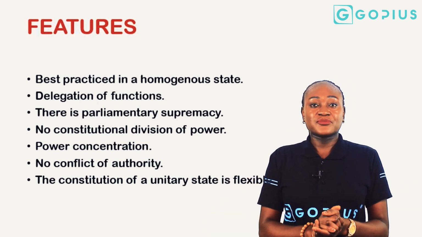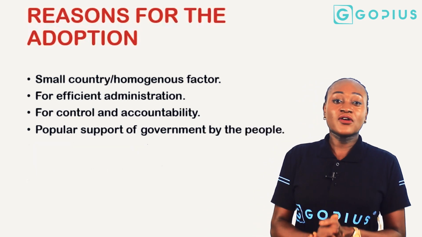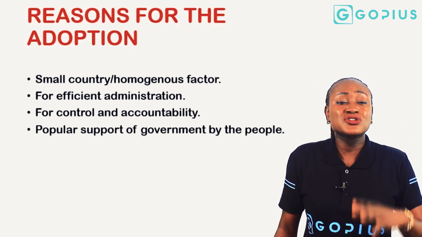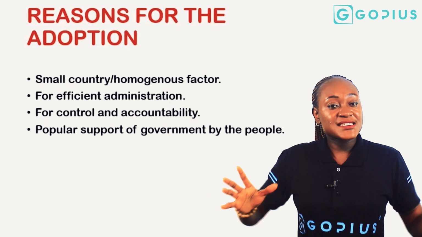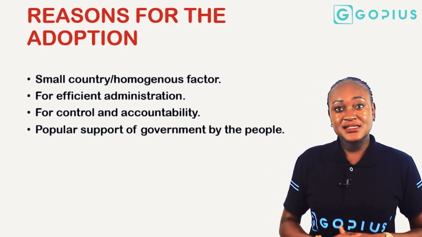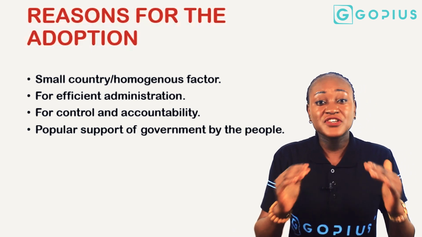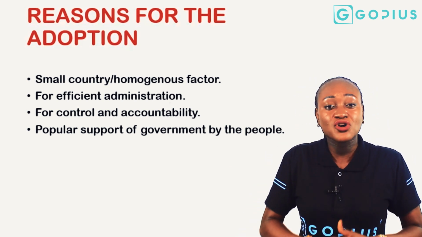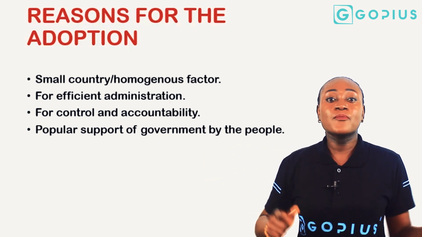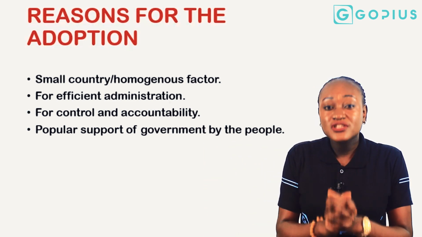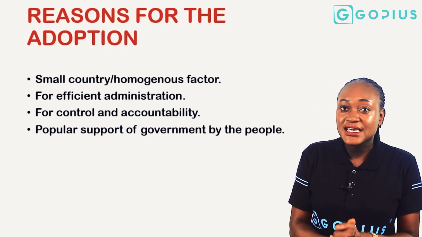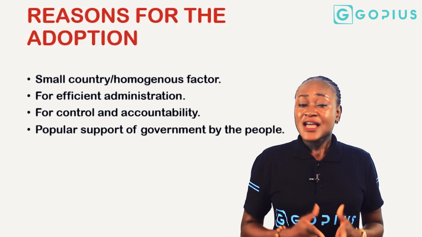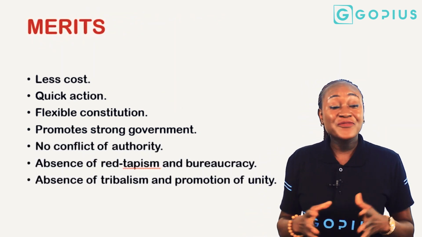Now, why do we adopt this system of government? Where you have a small country or a homogeneous country where there are not so many tribes or ethnicities, then you can adopt this system. And it's also good for efficient administration. So power just moves from the center and they are sure of what is happening in the component units. It's also useful for control and accountability and popular support of the government by the people. And by that, we'll be looking at the merits of this system.